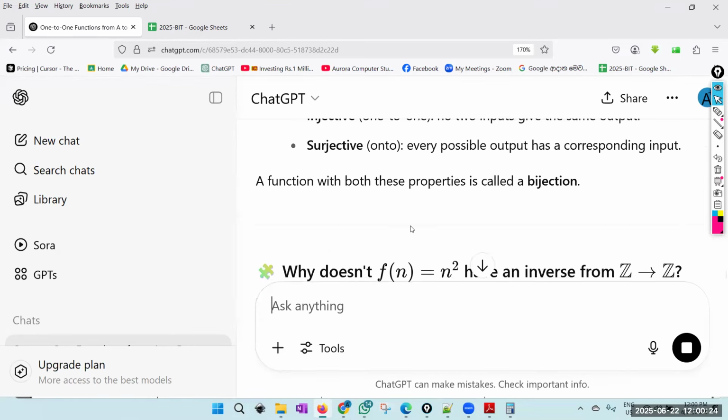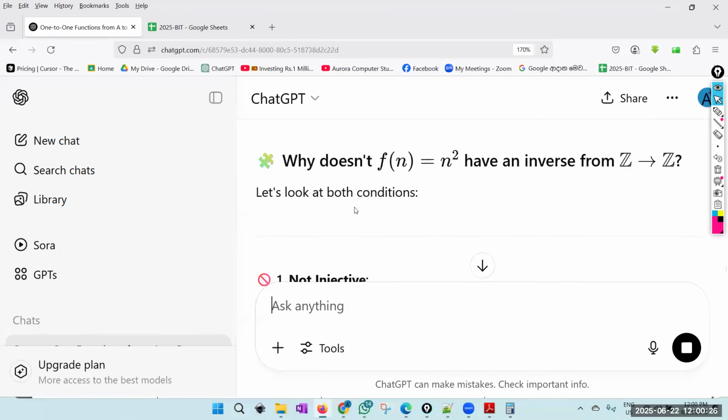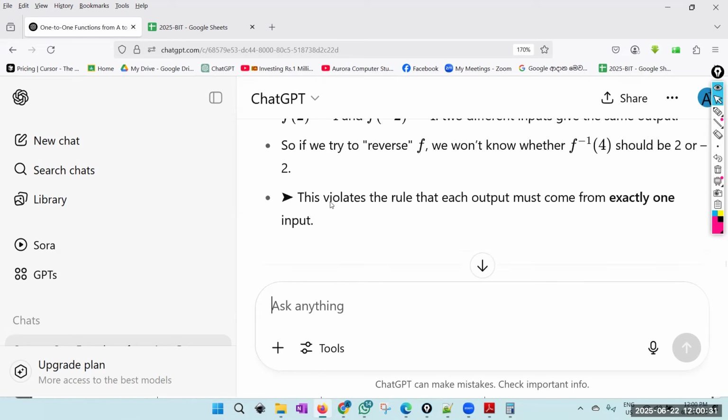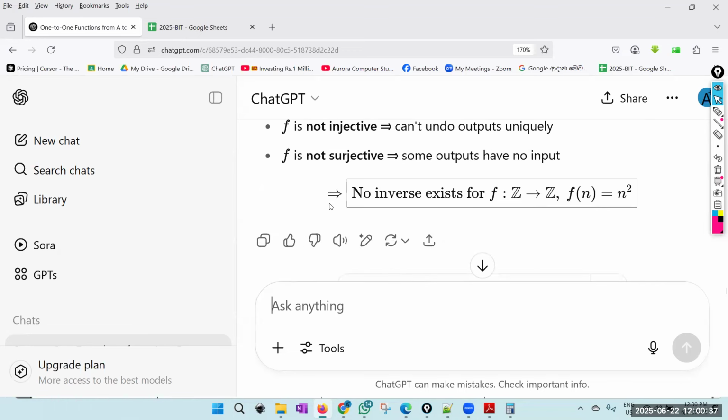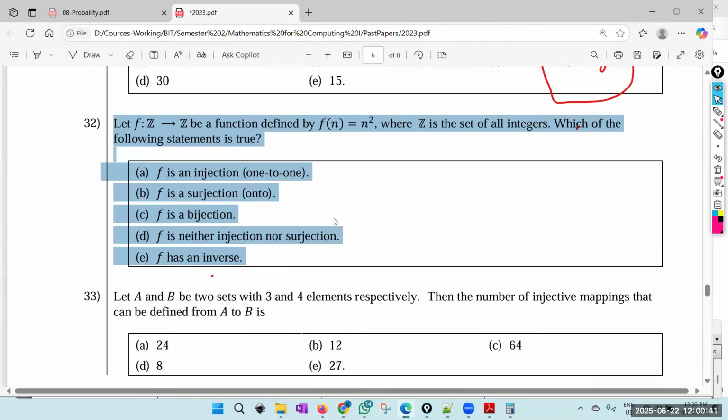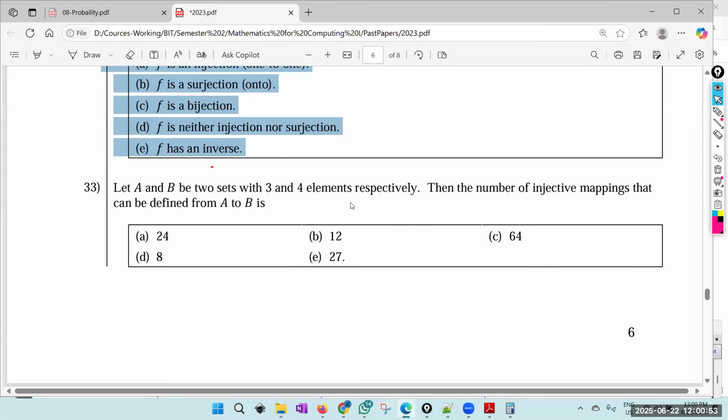Yeah, it's just saying that it is not bijective, right? Simply it says that it doesn't have an inverse function. Okay. Right. So basically you can also use that terminology. If a function's inverse is not a function, you can say that it doesn't have an inverse. Okay. Because that is what ChatGPT also uses. Right. 33.